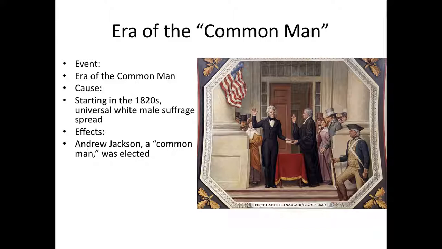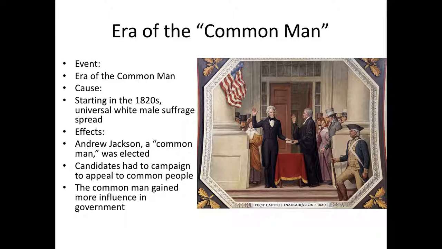And of course, as a result of the rise of the common man and universal white male suffrage, you saw candidates start to campaign more to appeal to common people. Andrew Jackson was very good at this. You saw this again with the Tippecanoe and Tyler Too campaign, which also had another part of its campaign known as the Log Cabin and Hard Cider campaign. But the overall effect of these political developments that I talked about in the first lecture about Andrew Jackson's presidency is that the common man gained more influence in government. So you didn't have to be wealthy to have influence. Still had to be white, still had to be male.